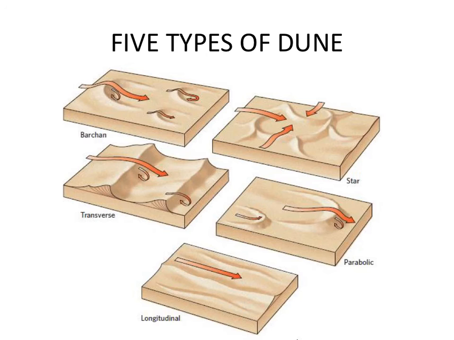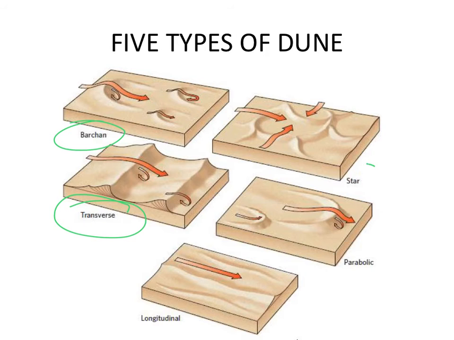All right, now 5 types of dunes. Anybody see a diagram on the test? I don't know. Definitely the first thought that popped into my head. All right, so over here we have the Barchan Dune. The Barchan Dune looks like a crescent or a croissant. Over here is the transverse dune, and the transverse dune is going to form basically perpendicular to the direction of the wind blowing.